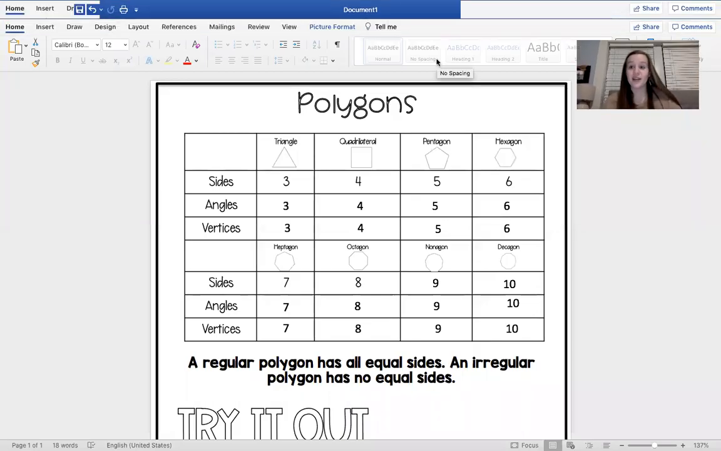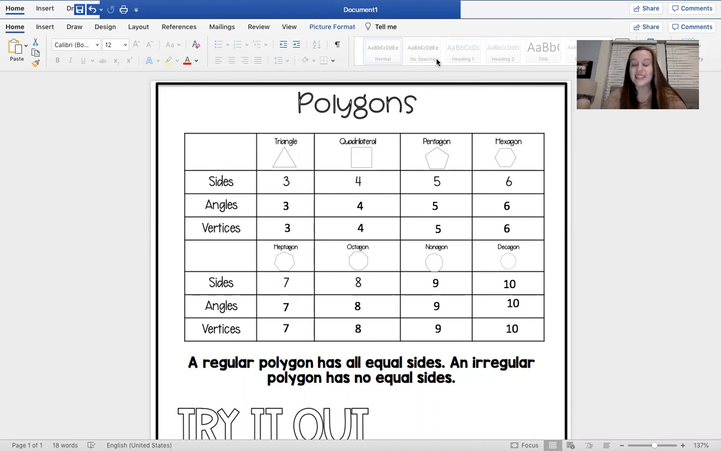We are starting a brand new chapter in math today. This chapter, which is chapter 11, is going to be on geometry and volume. Your I can statement for the day is I can identify polygons by their classifications.